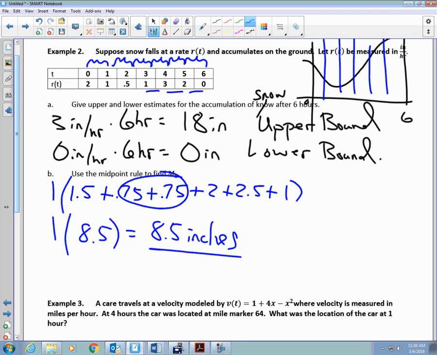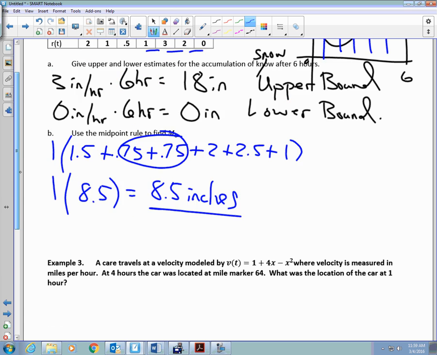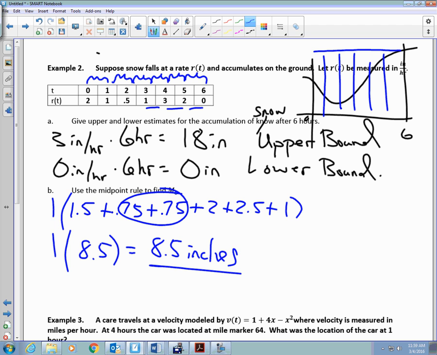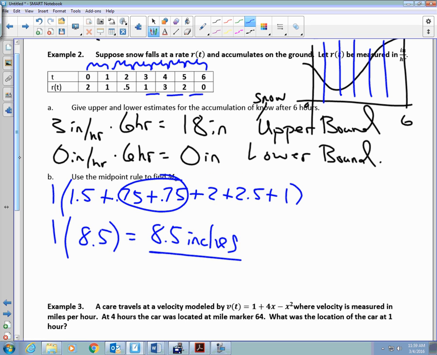Does that seem like a reasonable estimate? Yeah, it does. So 8.5 inches of snow accumulation. So we're integrating the rate function to give us the total amount.